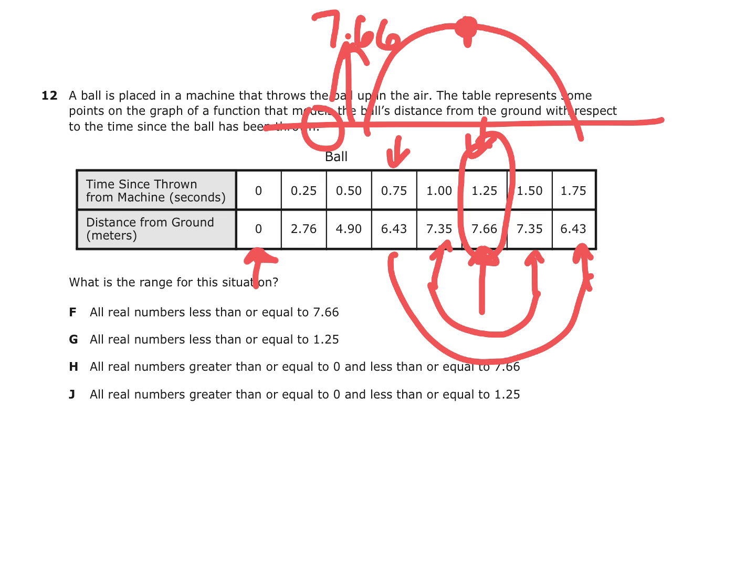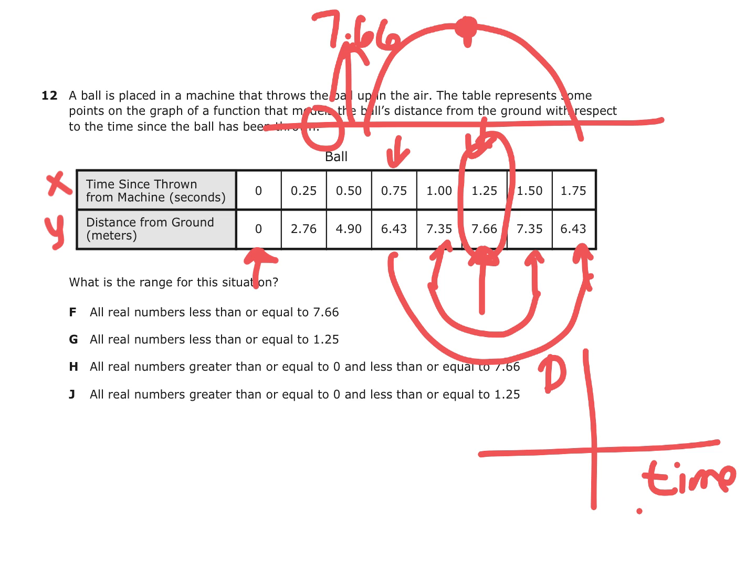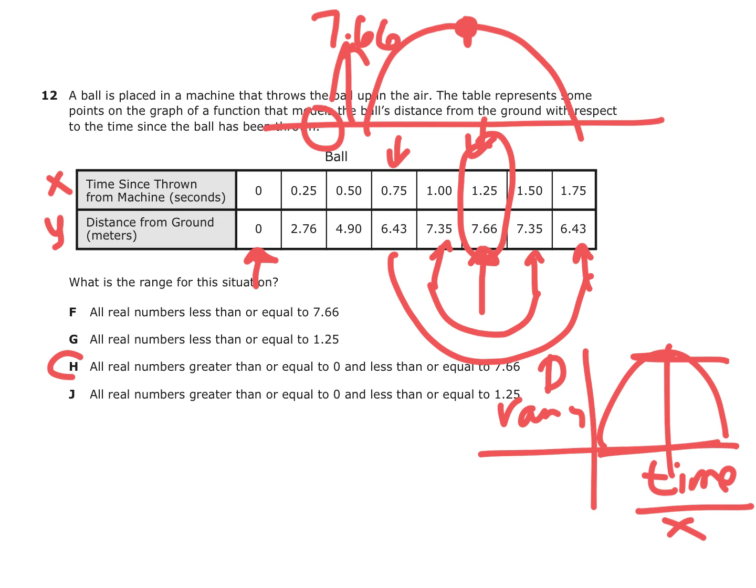And the range is the y values. So if they were asking for a domain, this is like your x and this is your y. So the graph here would be the distance here, and this would be the time. So if these are x values, that's your domain. If these are your distance, this is your range. So your range would be from 0 up to the maximum, which is 7.66. So looking at the answers, all real numbers greater than or equal to 0, but less than or equal to 7.66. So the answer for number 12 has to be H. Okay.